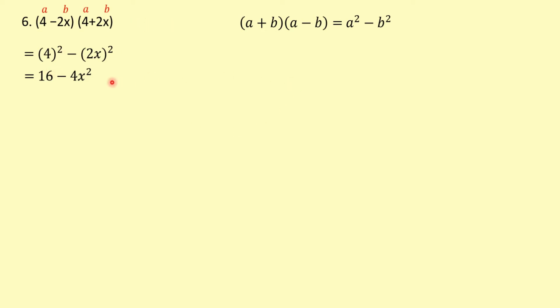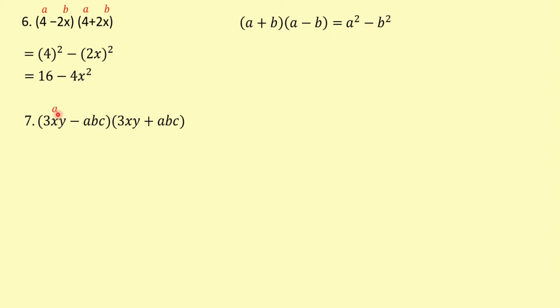Okay, for number 7, quantity 3xy minus abc times 3xy plus abc. Again, same yung kanilang first term, same din yung second term. Nagkaiba lang sila dito sa sign nila, minus and add. So ibig sabihin, again, ito ay sum and difference of two binomial. So i-apply lang natin ulit itong formula.